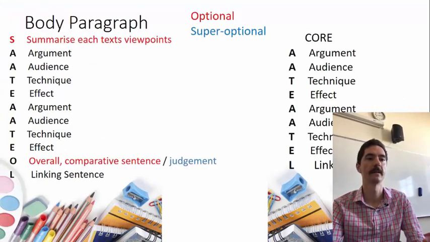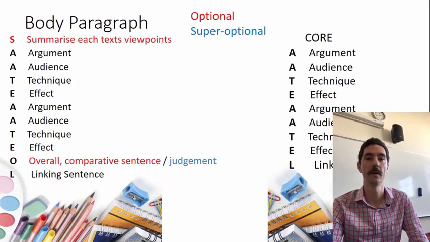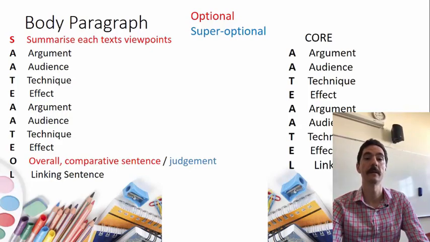Alright, body paragraph. Basically the core thing you need to remember is AATE, twice, and a link. So argument, audience, technique, effect, argument, audience, technique, effect, link. So that's the core. I would always put a topic sentence in as well, though I've listed it as optional. That's not a great idea. You should provide the viewpoints of the 2 texts at the beginning, so you can sort of clearly lead into them once they shift from one text to the other within the body paragraph.